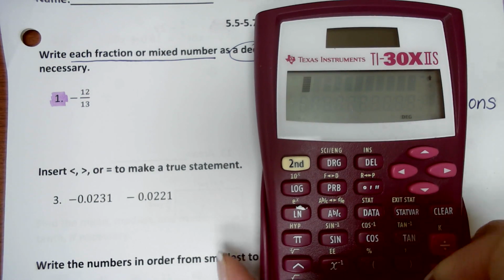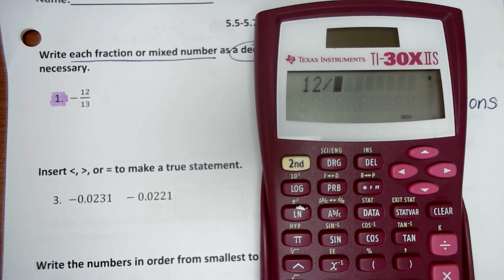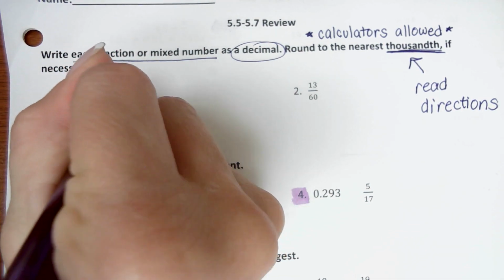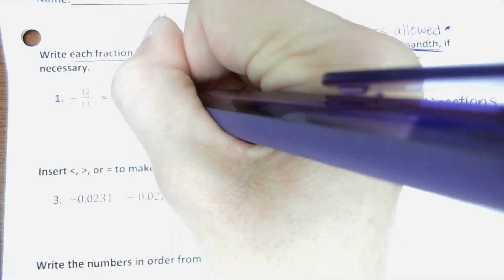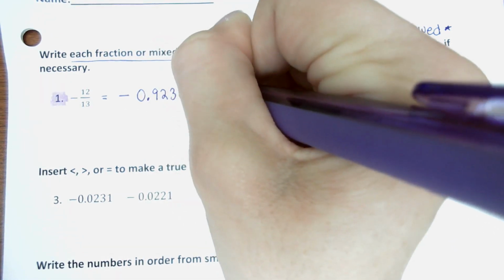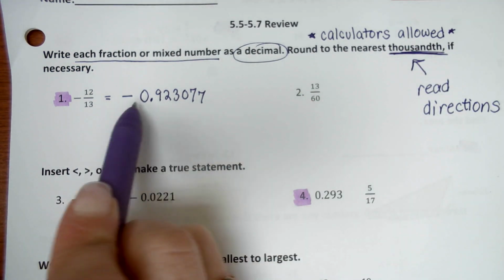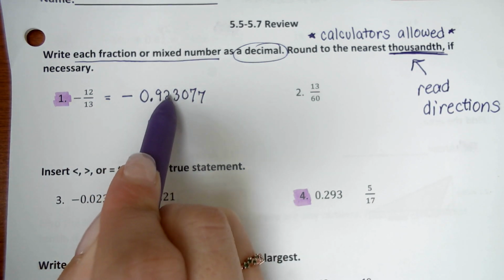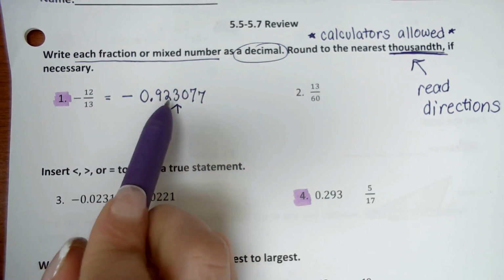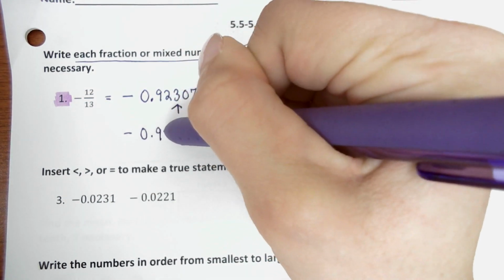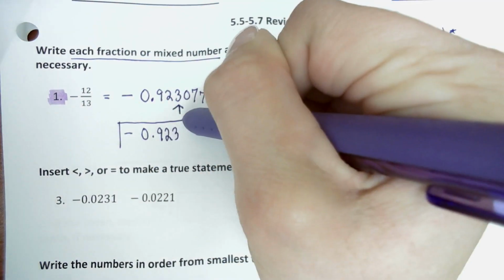So as a reminder, we would plug in 12 divided by 13, and we get 0.923076923. Very long. Now, first thing I want to do is remember this was a negative fraction, so my decimal is going to be negative. -0.92307. But they asked me to round it to the thousandths place. So this is not the answer I'm going to circle. I'm going to count tenths, hundredths, thousandths. And the neighbor next door is a 0. So our final answer is -0.923. And that's how you would leave it.